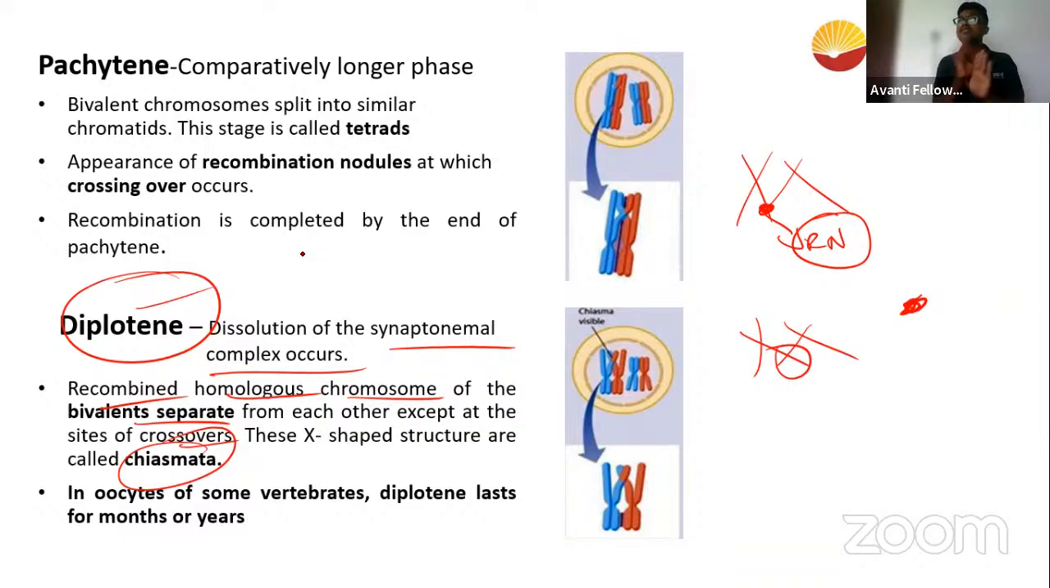So when the chiasmata has appeared, that means recombination is complete. The bivalents are separated. Okay. Now, from the completely fused condition, the chromosome has gotten back its original shape. They are not completely separated, but they still overlap at this point. These X-like crossing structures are called what? Chiasmata.